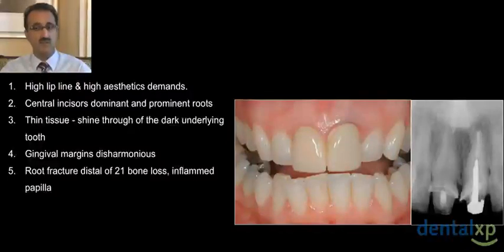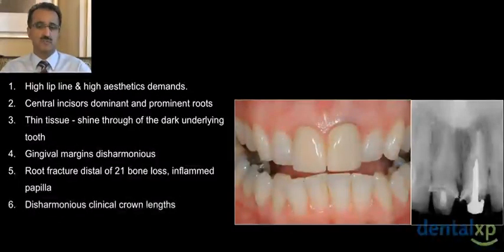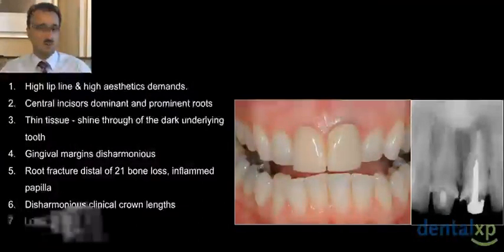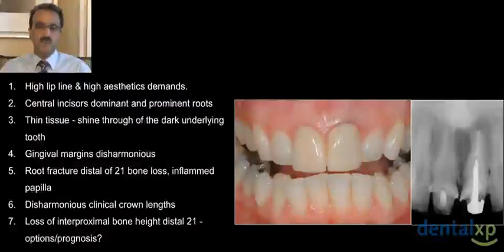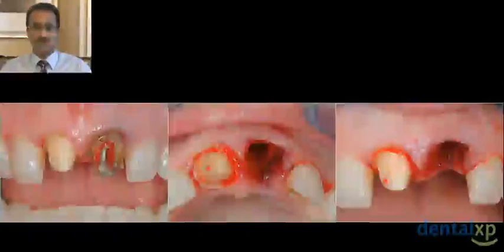We look at the papilla now. That is not what we will achieve with the final outcome. The patient needs to know that, of course. We have disharmonious clinical crown length, and we've lost this bone, as we've already said.